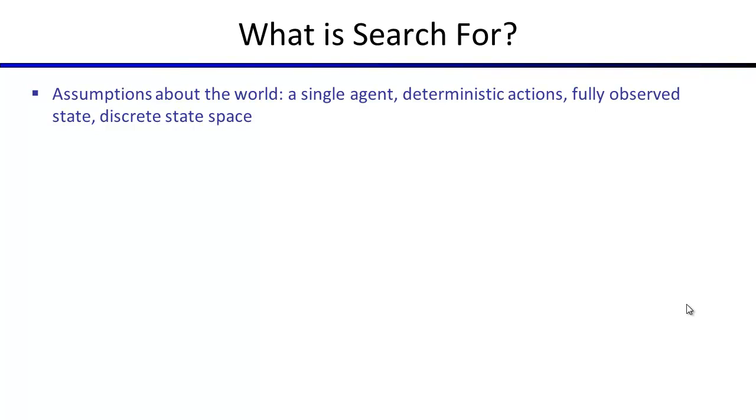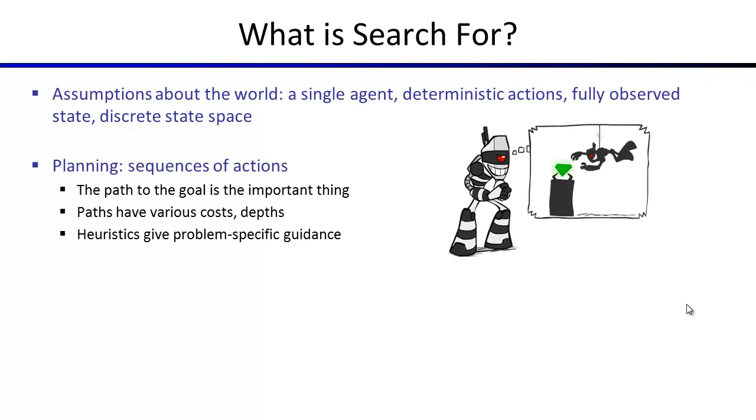Well, it was about some world where there was a single agent, deterministic action so far, and fully observed state, discrete state space. A lot of problems can be formalized that way. And we saw a bunch of problems that can be formalized that way. What it comes down to is sometimes simulating sequences of actions, hopefully not too many, until you find the sequence of actions that's achieving the goal, and hopefully you can even guarantee that's an optimal sequence of actions to achieve the goal.